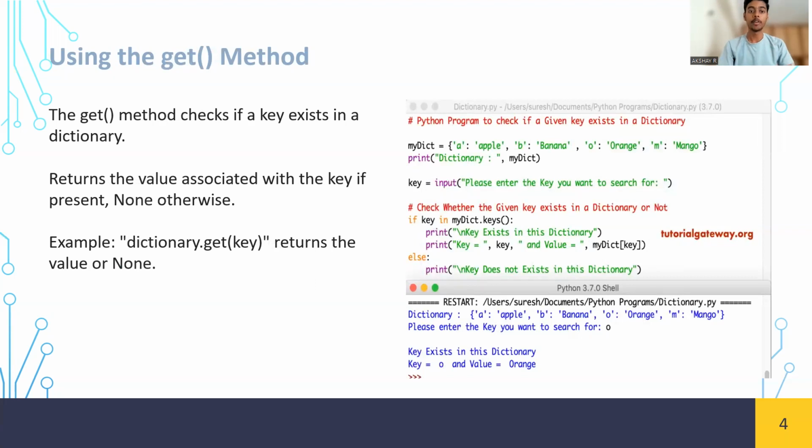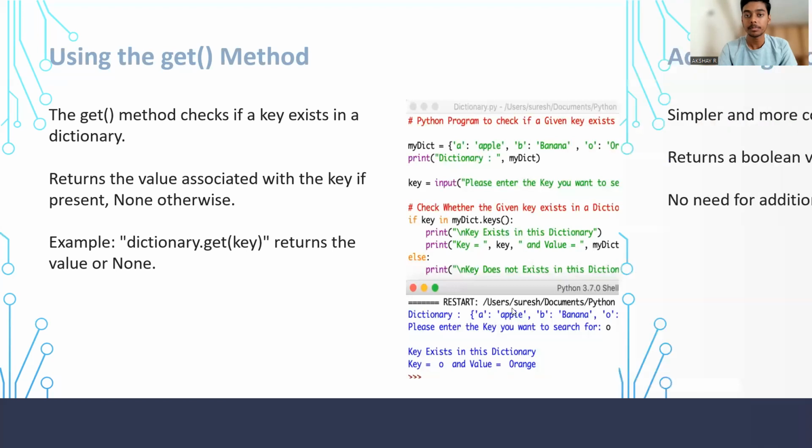Otherwise, None. For example, dictionary.get(key) is the method we are using here, and it returns the value or None. If the key is present, it returns the value associated with the key. If it is not present, it returns None. That was about the get method.